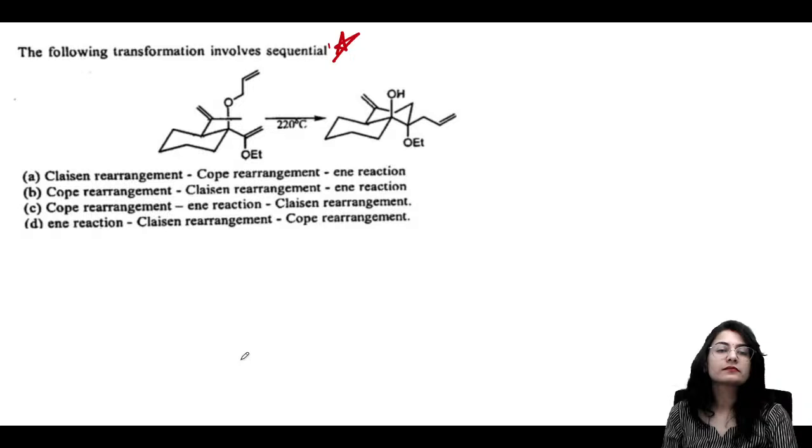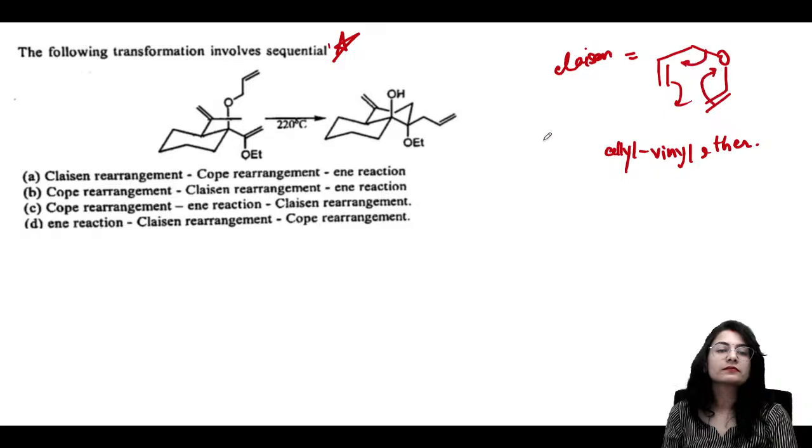All right, everyone, done. Let's see, what do we require in a Claisen rearrangement? Claisen में हमें चाहिए एलाइल विनाइल ईथर. Okay, this is what we want in the Claisen rearrangement to happen. But let's see if we have an allyl vinyl ether.